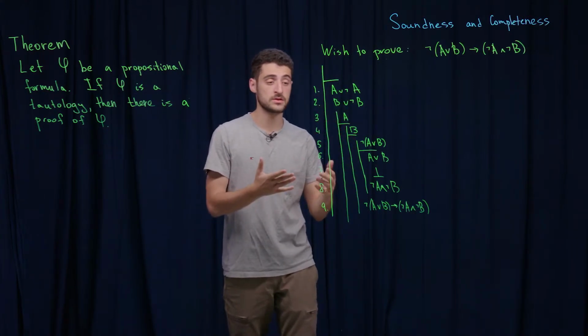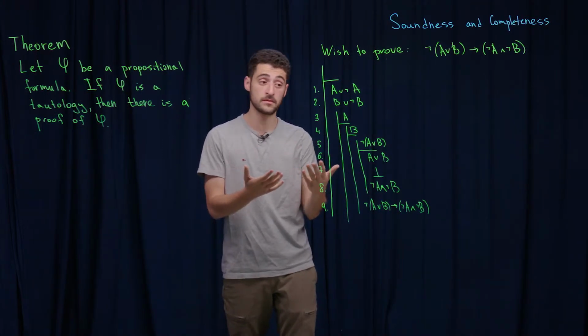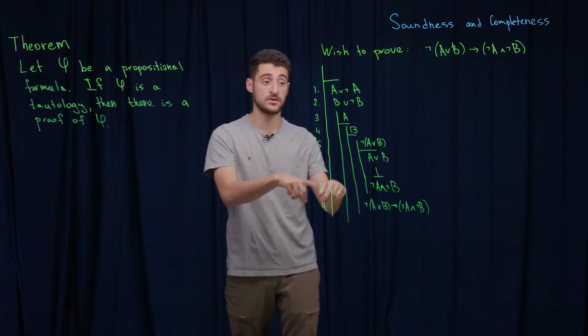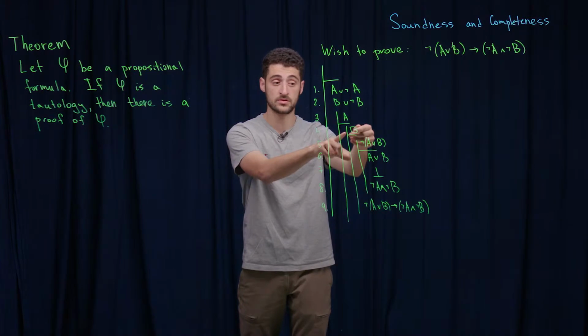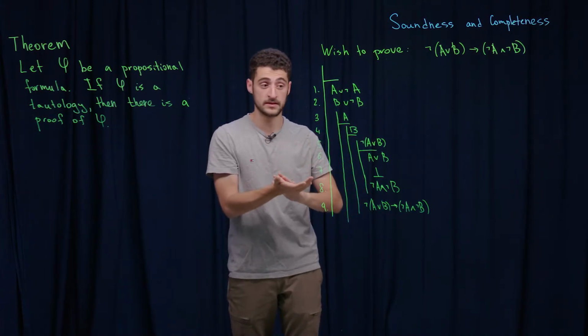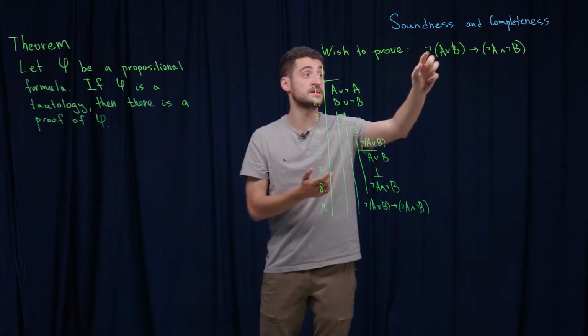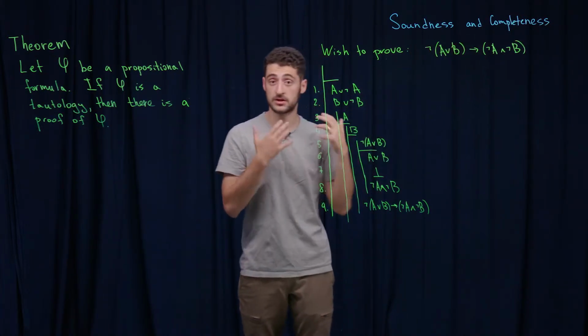The next step is to consider cases: if A is true or not A is true. Inside of both of these cases, you need to consider the cases if B is true or not B is true. Let's consider the first out of these four cases, when A is true and B is true. We need to prove that in this case, this implication is true.